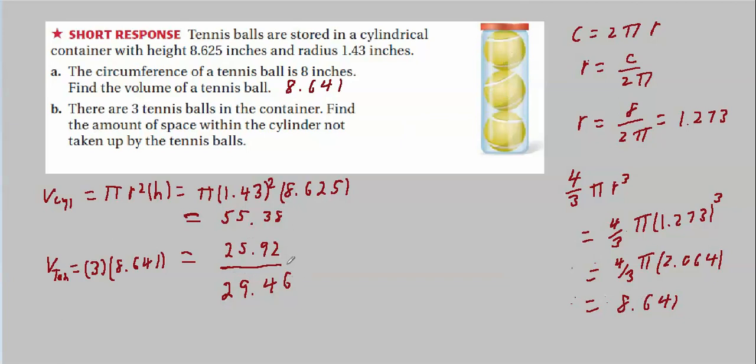If you look at this, you get almost 26 cubic centimeters. I think that's in centimeters. Oh, pardon me, inches. Oh, okay. 26 cubic inches. And the space left over is 29.5 cubic inches, which means there is more wasted space than used space.